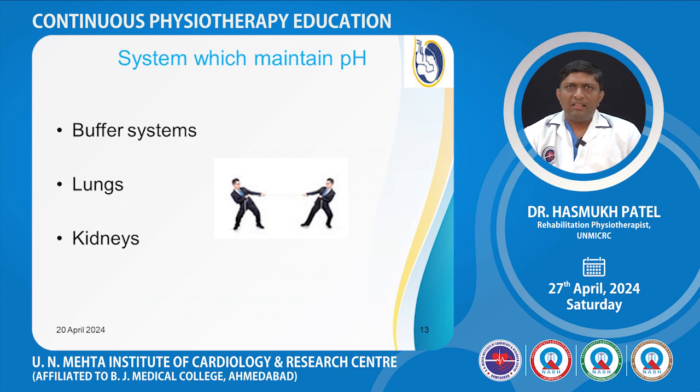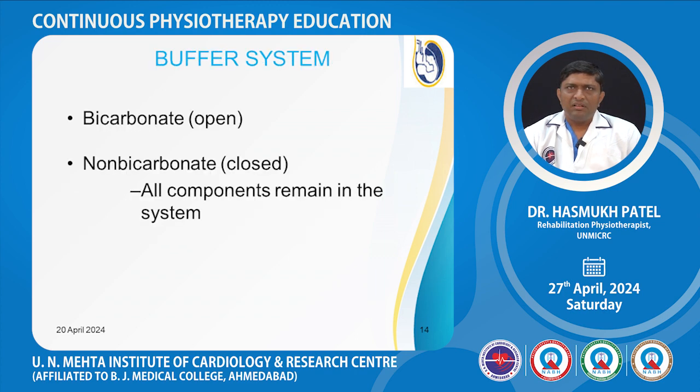Systems which maintain the pH: buffer system, lung system and kidney system. There are three main systems which maintain the pH. The first one is the buffer system. In the buffer system, two main things are there: bicarbonate, which is an open system, and non-bicarbonate, which is a closed system.